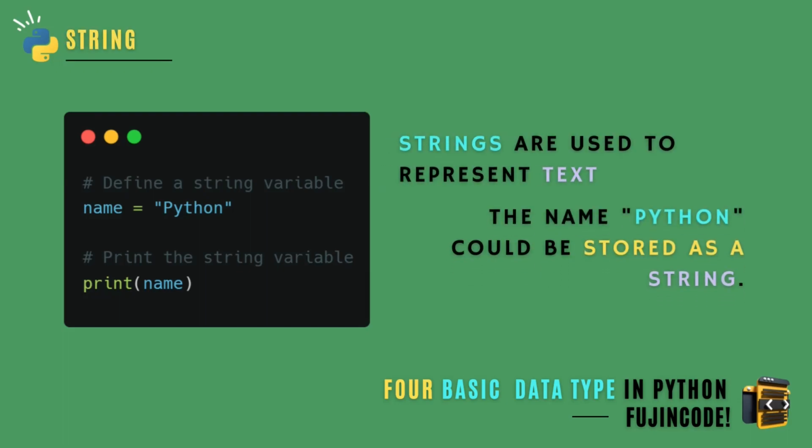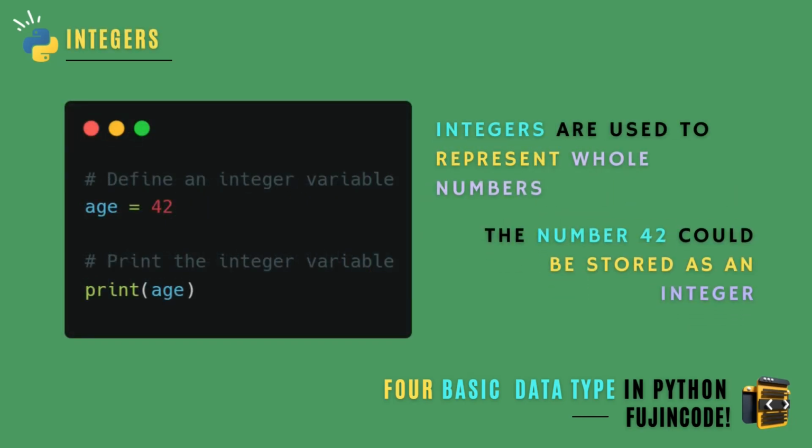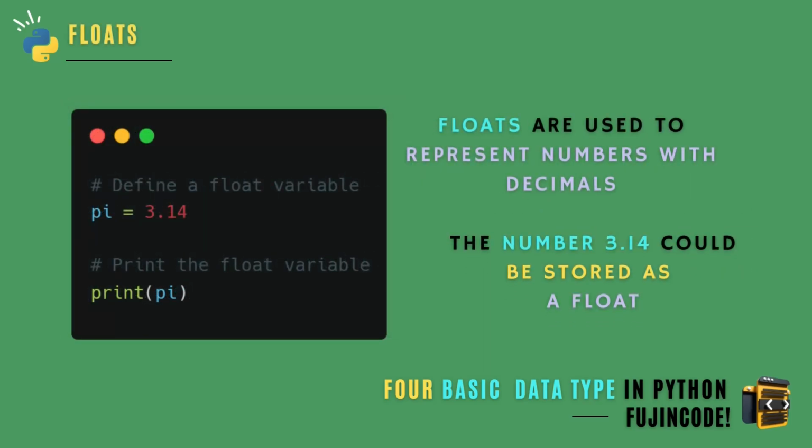1. Strings. Strings are used to represent text. For example, the name Python could be stored as a string. 2. Integers. Integers are used to represent whole numbers. For example, the number 42 could be stored as an integer. 3. Floats. Floats are used to represent numbers with decimals. For example, the number 3.14 could be stored as a float.